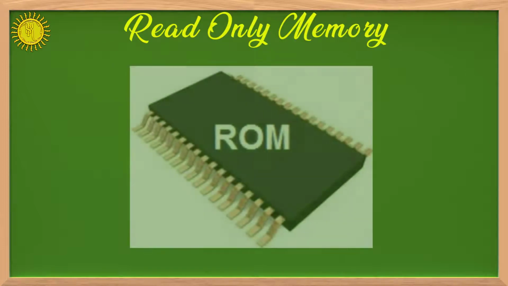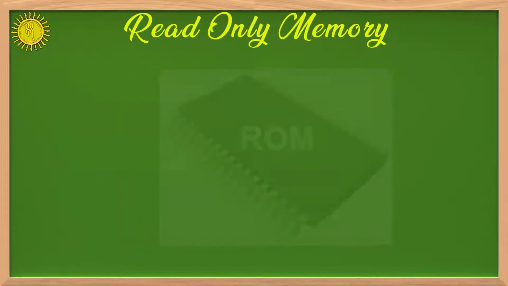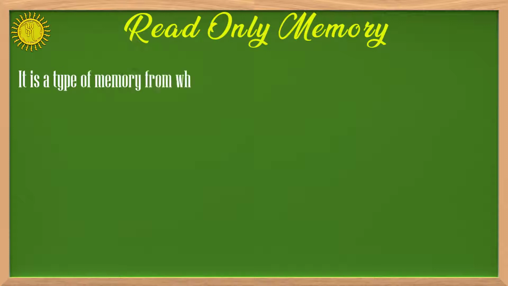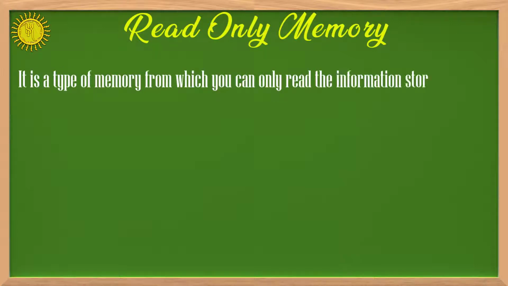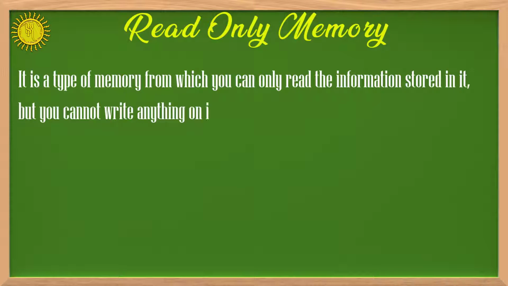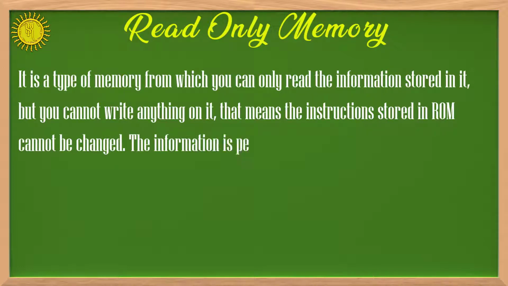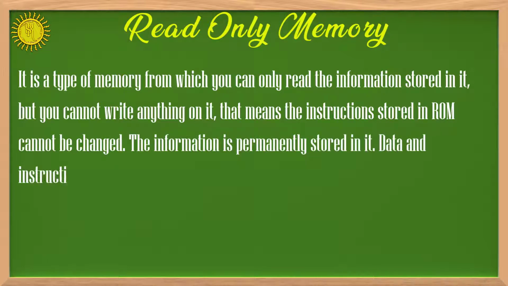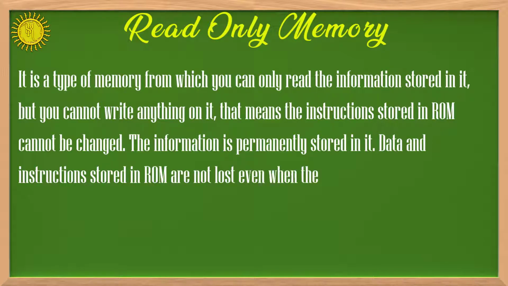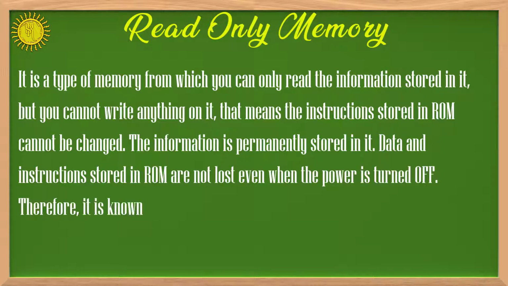Next is read-only memory. It is a type of memory from which you can only read the information stored in it, but you cannot write anything on it. That means the instructions stored in ROM cannot be changed. The information is permanently stored in it. Data and instructions stored in ROM are not lost even when the power is turned off. Therefore, it is known as non-volatile memory.